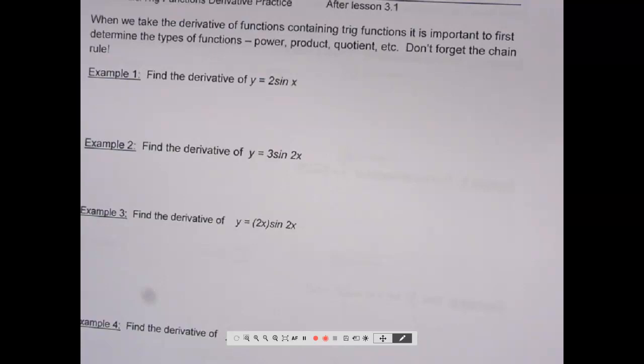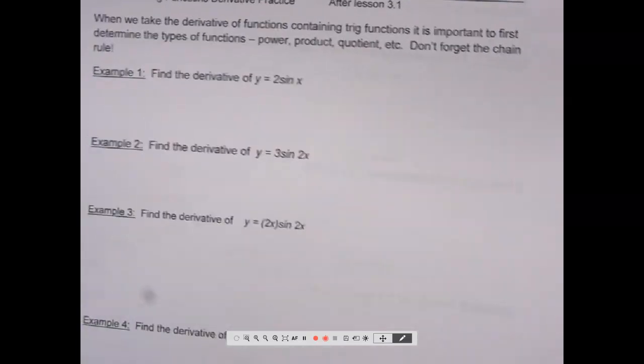Did I say the wrong one? Yes. I'm thinking in my brain, what have I not called out? Cotangent. Okay, cotangent: negative cosecant squared. Yeah, you just said it. Cosine: negative sine. Secant: secant tangent. Did I get them all? I think I did, but I didn't go in any order, so I lost track.